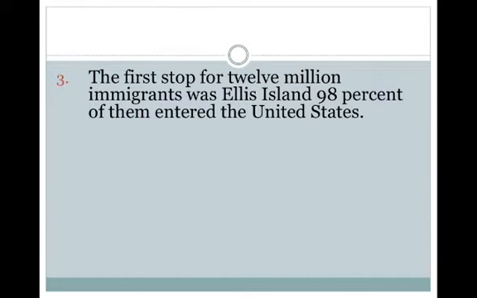Number 3, the first stop for 12 million immigrants was Ellis Island. 98% of them entered the United States. And in this example, we need the semicolon after island. We're separating those two independent clauses.